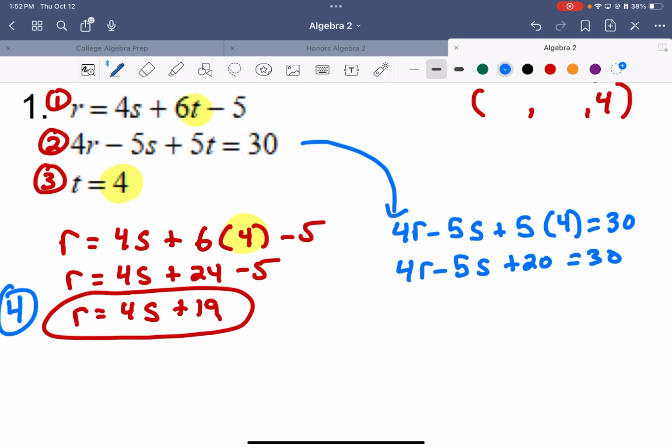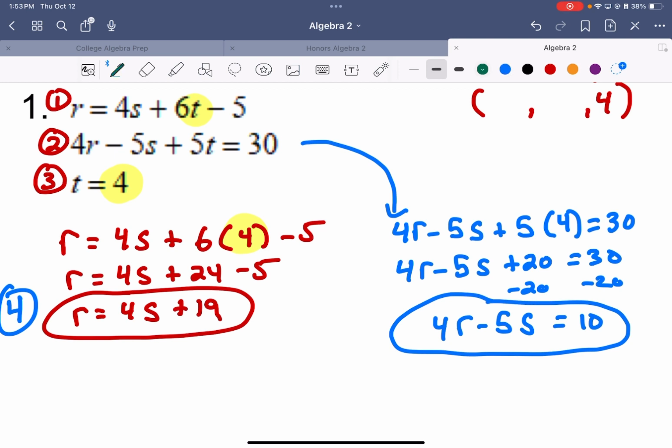I'm going to move the 20 to the other side of the equation, so I have my variables on one side and my constant on the other, so I can combine like terms. So I'm going to go ahead and subtract 20 from both sides. And now I have 4R minus 5S is equal to 10. So I've created kind of a fifth equation now.